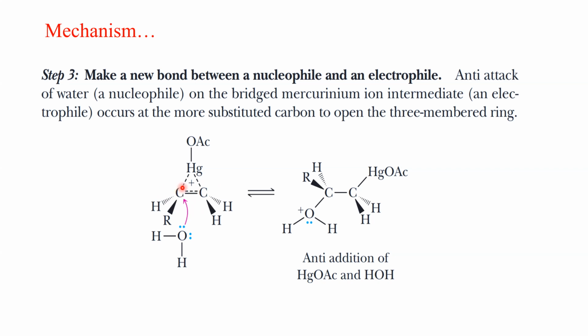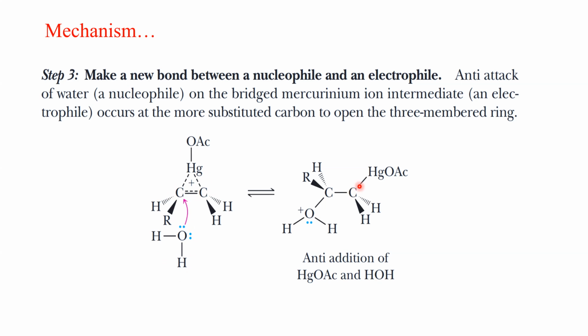So the highest priority for opening of the structure is this one: it converts into the structure in which this carbon gets the positive charge, and the mercury acetate side is hanging on this carbon, because this is the primary carbon and this is the secondary carbon. A secondary carbocation is more stable than the primary one. Now this water molecule, through its oxygen electrons, which is also a nucleophile, will attack on this carbon and bond with it.